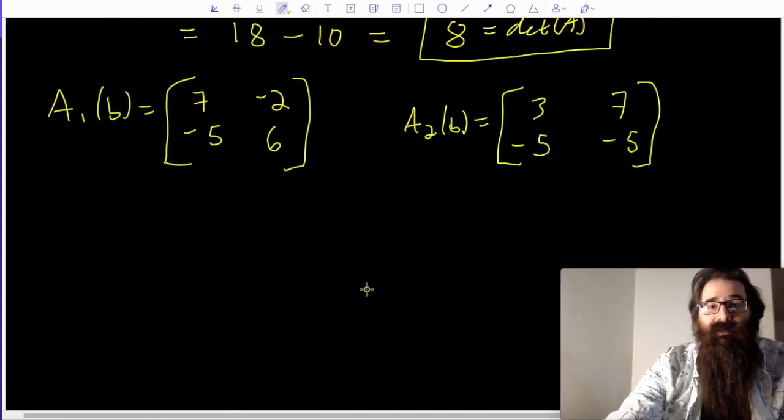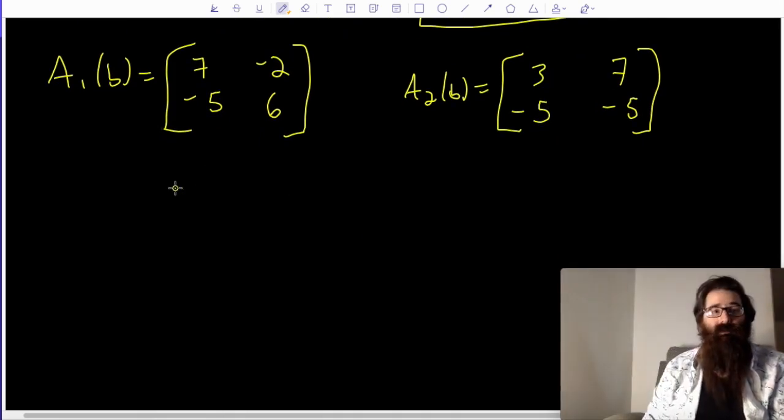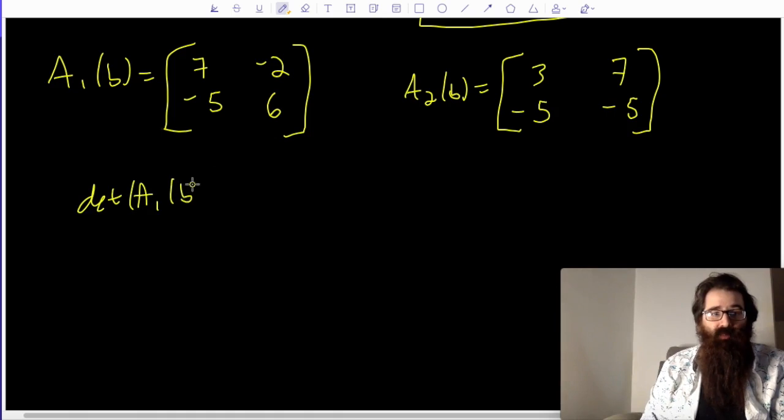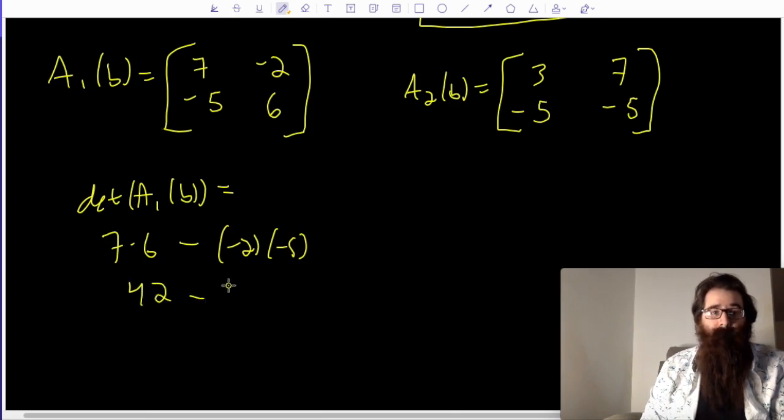And now I can find the determinants for these. Okay, so we'll find the determinant of A sub 1 at b. So we'll multiply on the main diagonal, so 7 times 6 minus the product on the off diagonal, -2 times -5. So 7 times 6 is going to give me 42, minus, and then -2 times -5 is 10, so that's going to give me 32.